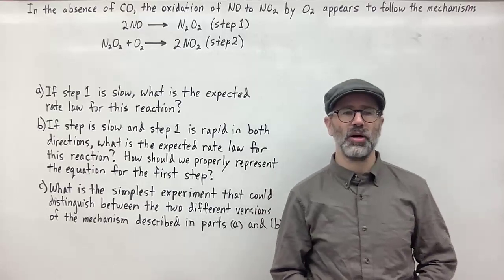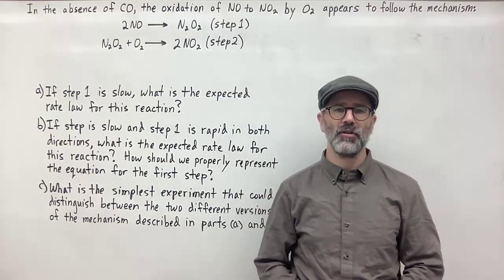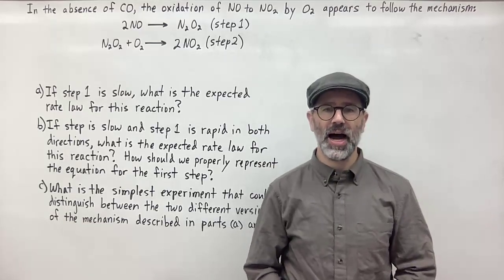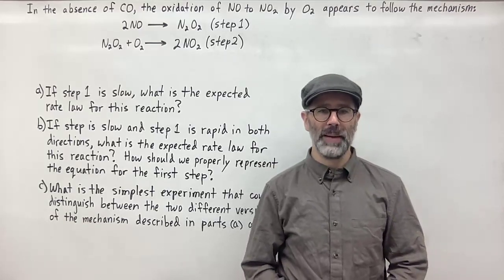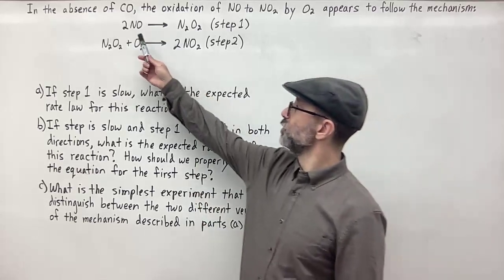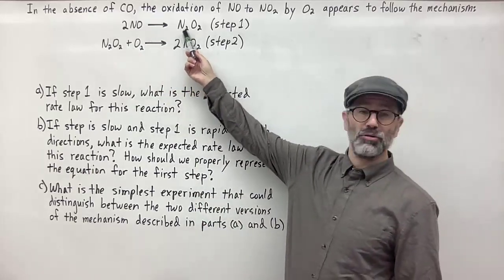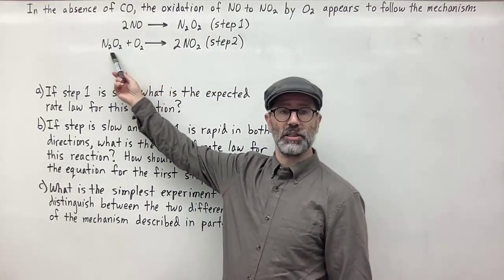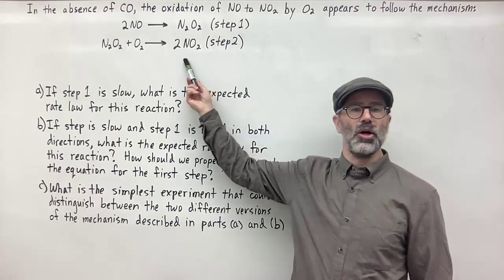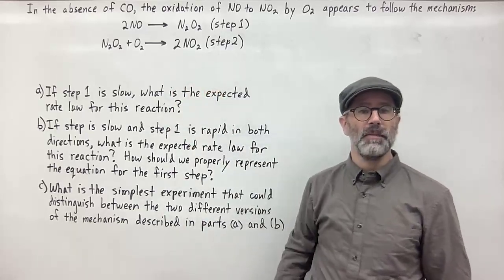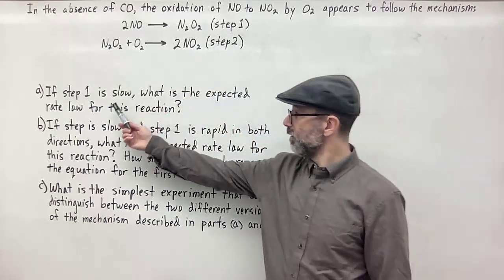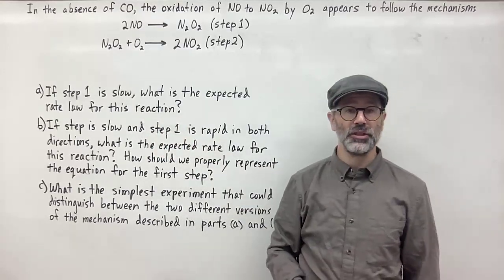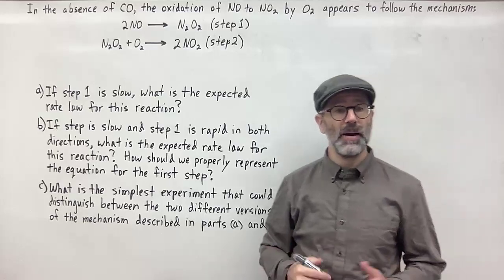Okay, so in this problem, we're told that in the absence of carbon monoxide, the oxidation of NO to NO2 by oxygen appears to follow the mechanism given here. So we have 2NO reacting to give N2O2. That's step one. And then the second step is that the N2O2 that's produced reacts with oxygen to form 2NO2. That's step two. And so we're asked first, A, if step one is slow, what is the expected rate law for this reaction? Okay, well, let's go ahead and do that.